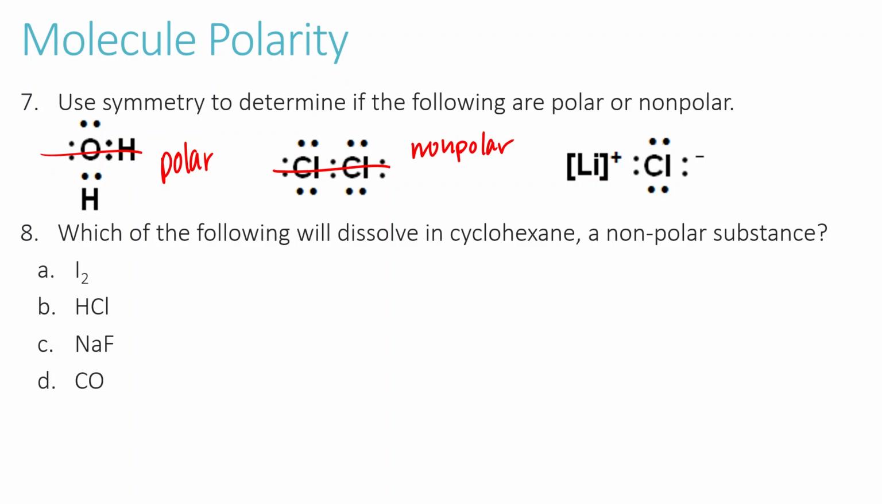The last one here, if we think about symmetry, we might think that this is polar, but we have to look a little bit more closely. We have a plus and a minus. I have a cation and an anion. So this is actually an ionic compound, which means that it is neither polar nor nonpolar.